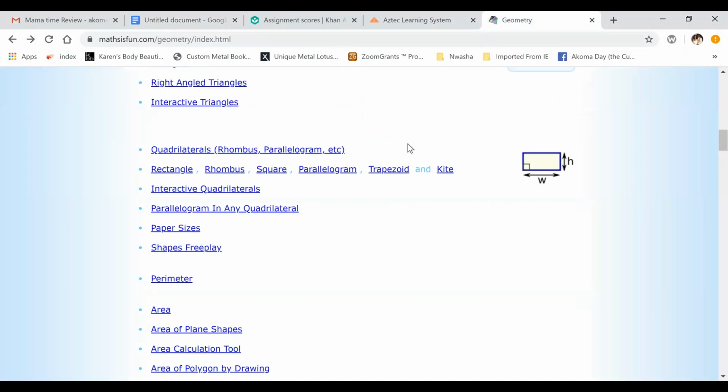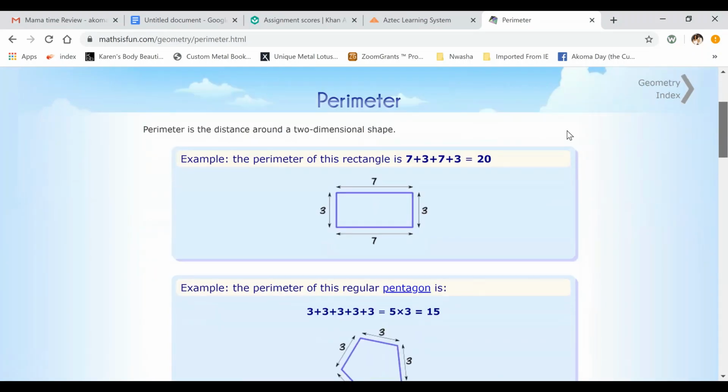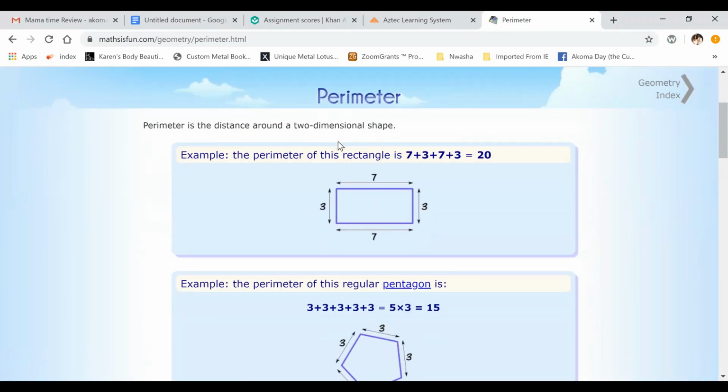Of course, it's completely up to you, but this is the section that we're starting in, and I'm going to start with perimeter, which I feel like we know from just the vocabulary. Perimeter is the distance around a two-dimensional shape. So perimeter is basically the line of the shape. If you look at this example, it's a rectangle, and it's got 7 as the length, or the top and the bottom, and 3 as the left and the right, or the width.